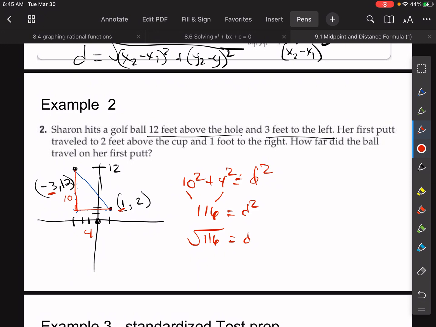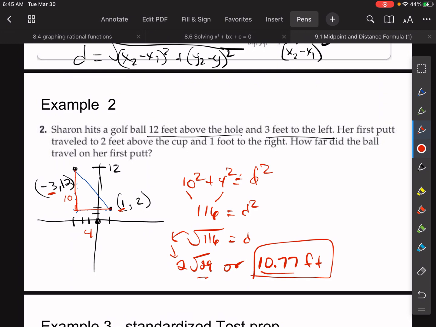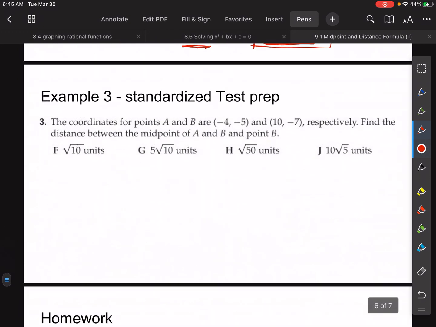If you put this in your calculator, if your calculator does radicals, you would get 2 root 29, because a 4 can come out. Square root of 4 is 2, and then you're left with 29. Or if you're in decimal mode, you'd get 10.77, which is probably a nicer thing for this particular problem. It's easier to see and imagine 10.77 feet versus 2 root 29 feet, right? But anyway, that's number 2.